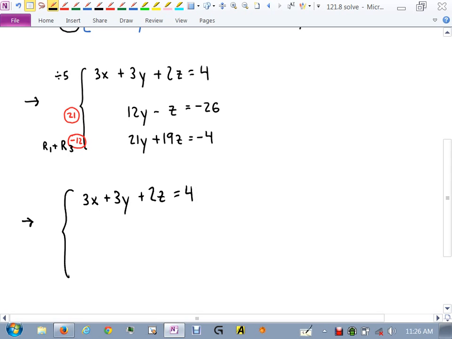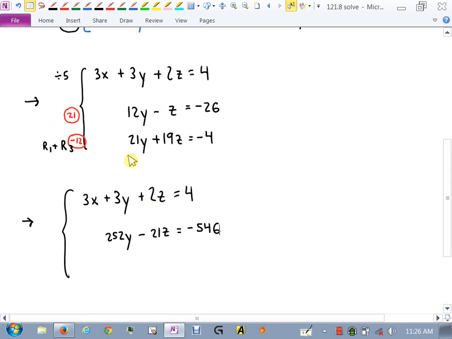All right, 21 times 12 is what I need to do. That's 252. So 252y minus 21z equals 26 times 21, but negative, so negative 546. You understand what I'm doing, right? 21 just got distributed through to everything here.